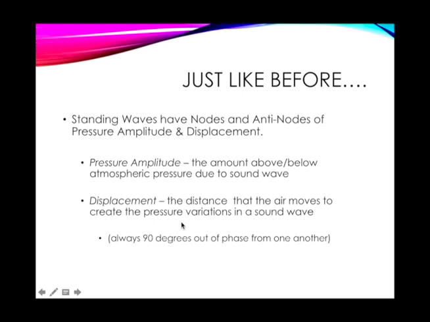And remember that the wall or the boundary condition of the tube, if it's closed, means that there can't be any displacement. Displacement has to be a 0. And the pressure amplitude is how that increases, because that air molecule can't move, right? Those two things are always 90 degrees out of phase from one another.